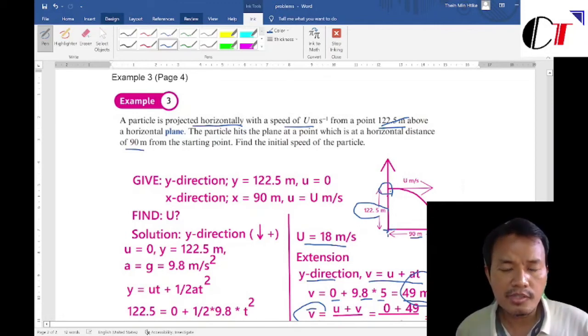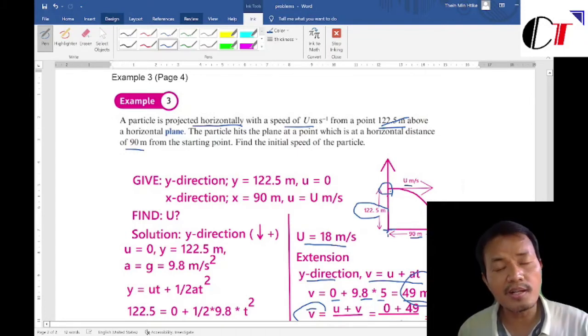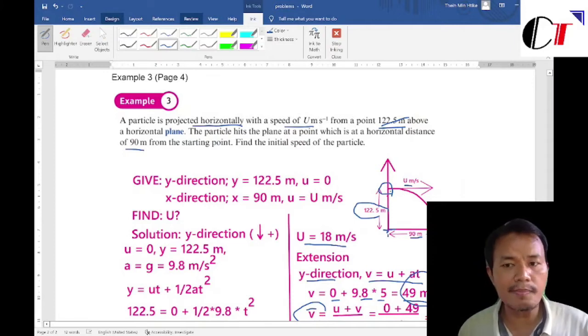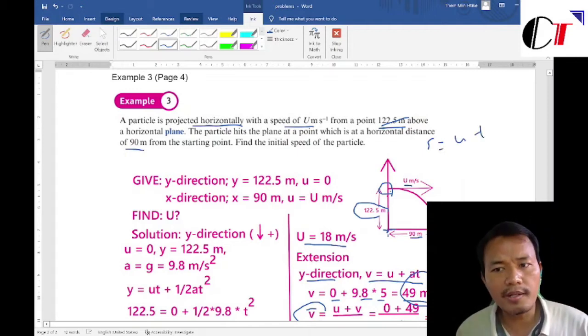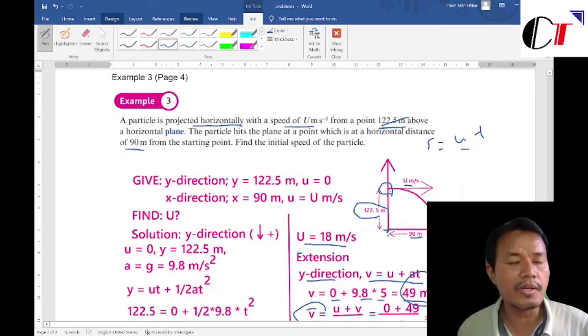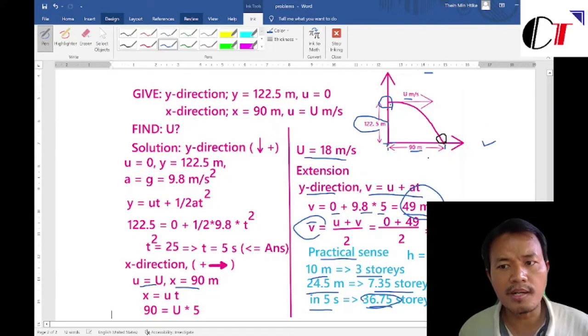You want to find the initial velocity u, which is in the x direction, horizontally projected. Now if you look in the x direction, the motion is constant speed motion, so this distance will be just s equals u times t. We know the distance when it hits the ground is 90 meter, but you don't know the time.